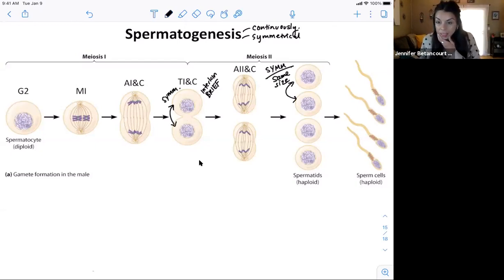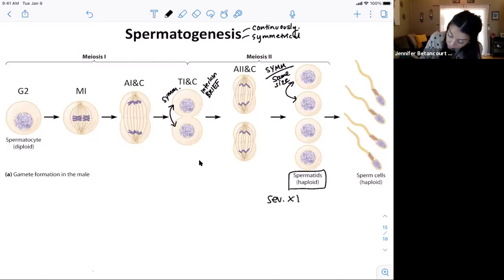So the spermatids have to undergo maturation to become the sperm cells that are haploid. So, continuous, symmetrical. This is crazy to me because it's so different from oogenesis. On a daily basis, a grown human male does this and produces several million spermatids a day. Several million, 10 to the 6 per day. Not 7 million, several.